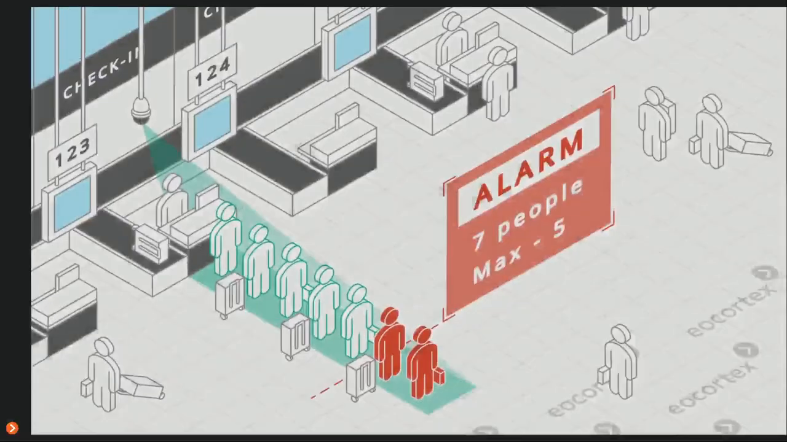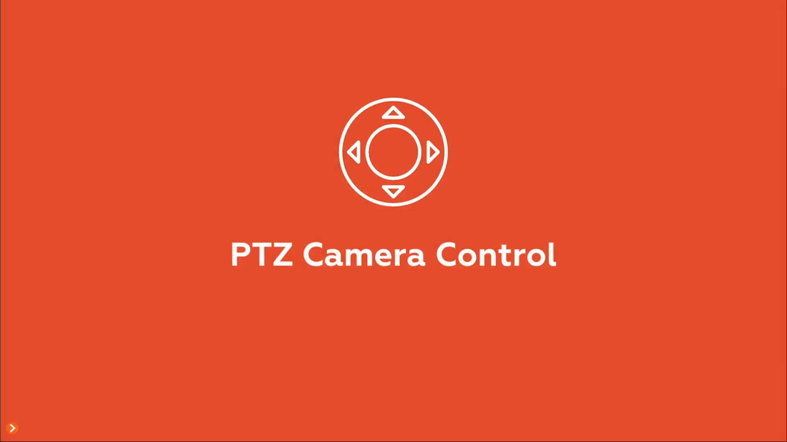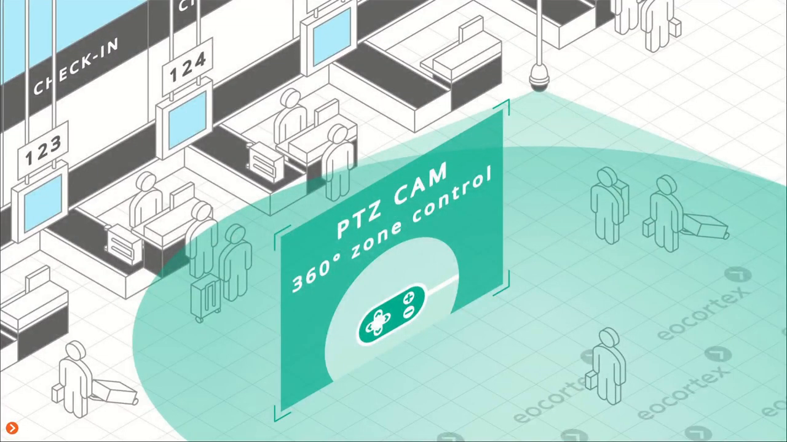Okay, let's go to the next module. The next module we have is PTZ camera control. I think you all know what that is. It allows you to control your pan, tilt, and zoom cameras directly from Eocortex VMS. You can control it using our virtual joystick, or using your keyboard, or using a hardware joystick, which are all integrated with Eocortex. So you can use one camera to cover bigger zones, bigger spots.